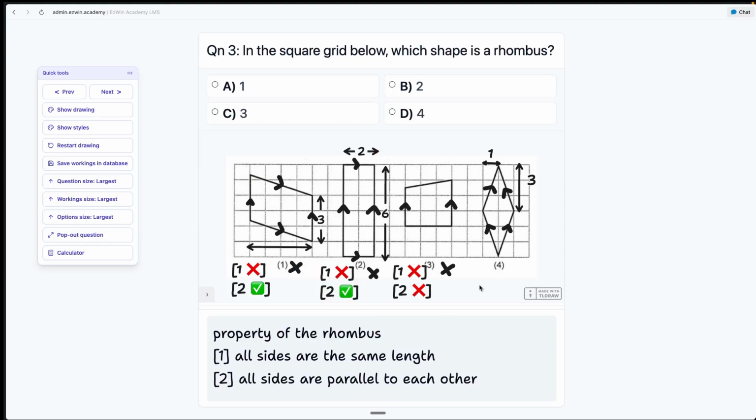So in this case, 1 over here, all sides are the same. So that means this is true. And all sides are the same, parallel to each other. This is also true. That means number 4 is the correct answer. So the answer for question number 3 is option D, or option number 4.